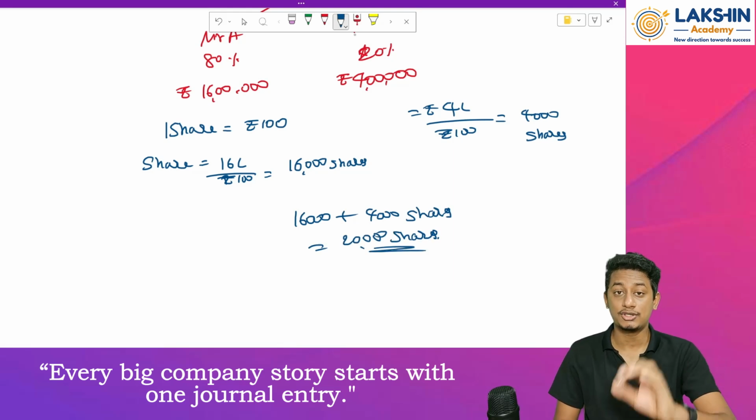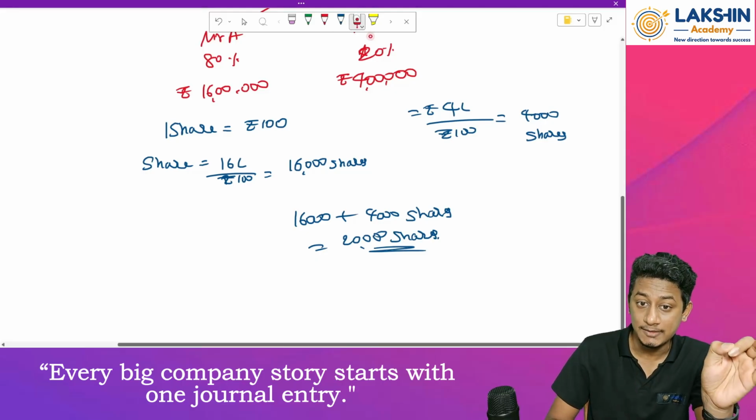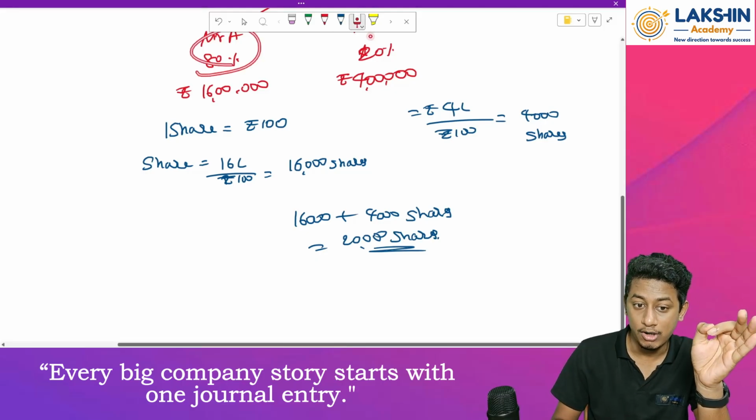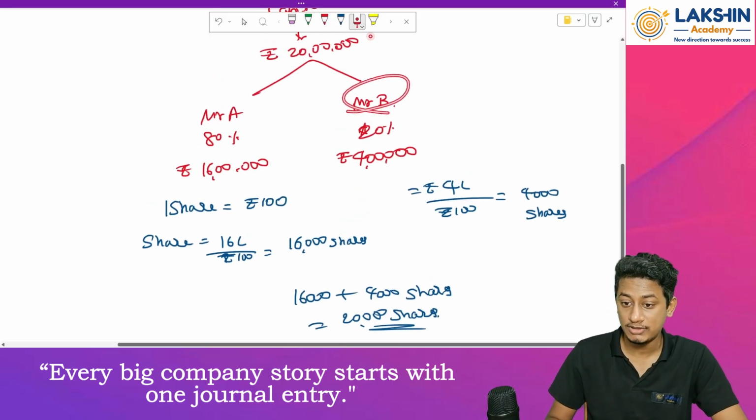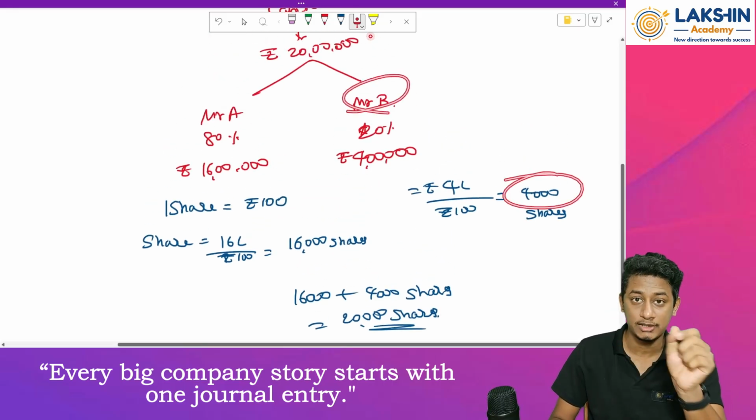So the company has issued 20,000 shares, which has been subscribed by Mr. A in how much of shares? 16,000 shares, whereas Mr. B has subscribed how many shares? 4,000 shares. Clear? This is how the breakup of the shares is given.